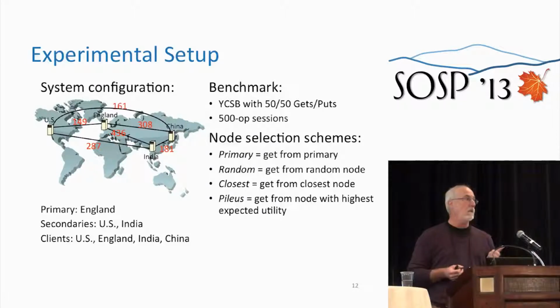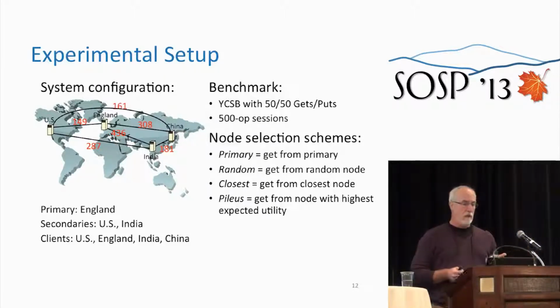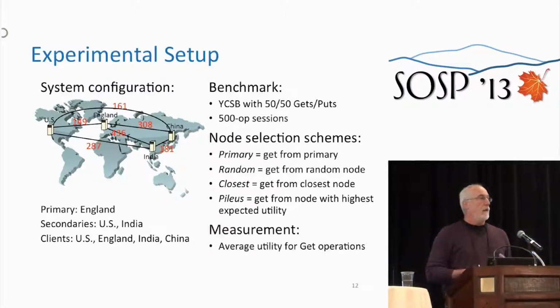We compare it to a scheme that always sends gets to the primary. We compare it to a scheme that randomly chooses nodes, so that means 1/3 of the gets go to the US, 1/3 to England, 1/3 to India, and we compare it to a scheme that always chooses the closest data center. So if you happen to be running in the same data center as the data, you will choose your local data center. In the case of China, where there's no local data, it goes to the US because the US is the closest data center. And then the comparison metric that we use is the delivered utility, the average delivered utility per get operation.